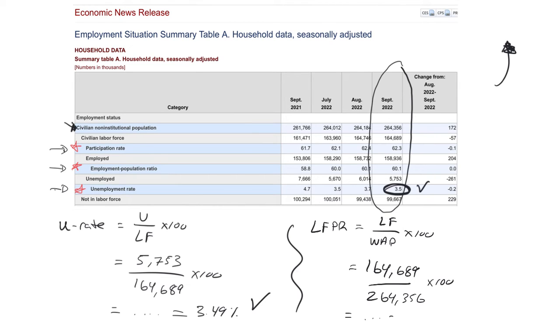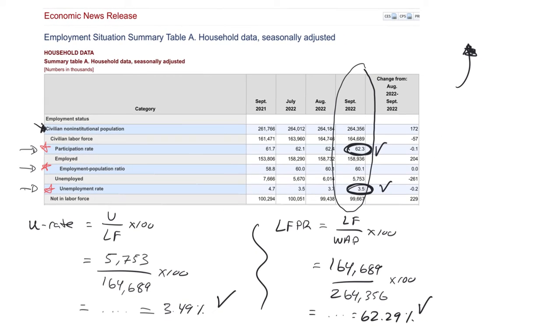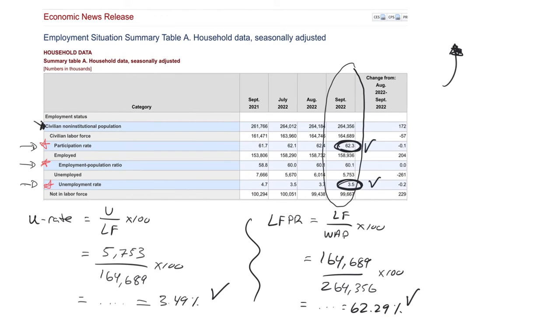I'm going to plug that into my calculator, and what do I get? 62.29%, and I look up here, 62.3. Again, we got that right. I'm going to move this slightly, make it a little smaller so we can do the employment to population ratio.